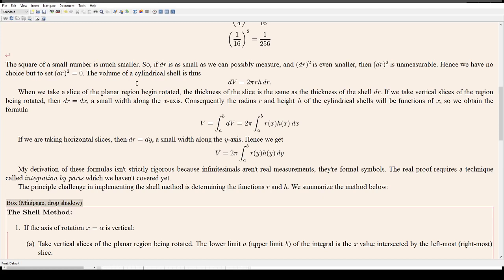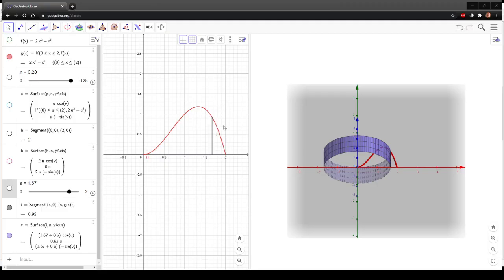And this is what I've already mentioned. If we take a slice of the planar region being rotated, the thickness of the slice is the same as the thickness of the shell. Therefore, instead of writing dr here, we can write dx just as easily, right? Because the slices of the two-dimensional region are along the x-axis. So the thickness of this slice is the same as the thickness of the shell. So dr is in fact the same as dx.